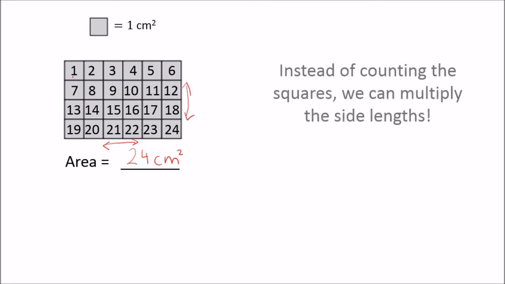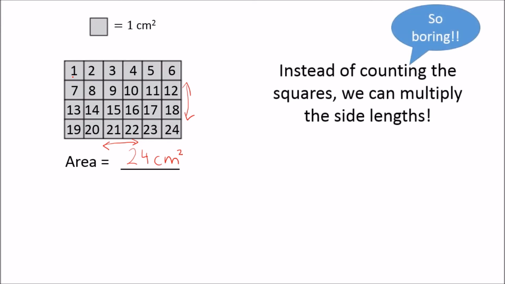So you can do it like that, but it gets a little bit boring counting squares and it becomes limiting. So instead, see how we've got a side length here of 6 and a side length here of 4, and I should put these in centimetres. And we can just do 6 times 4 to get straight to that result of 24 centimetres squared.